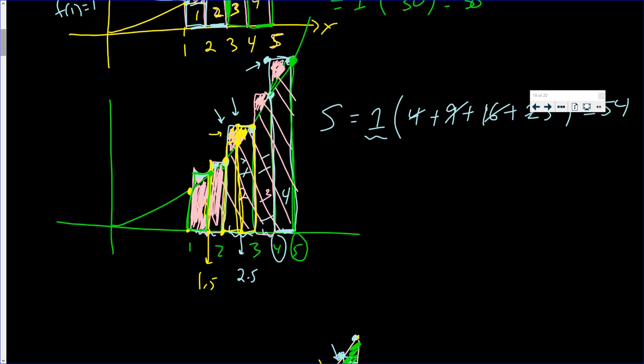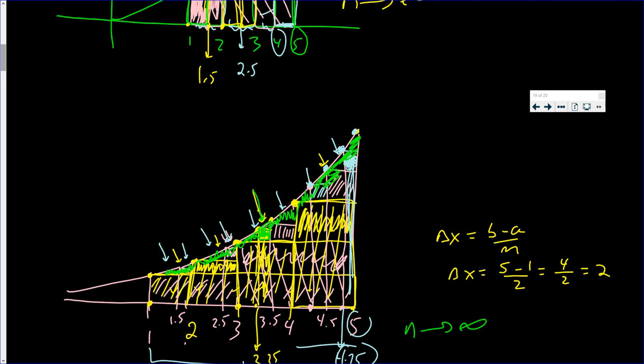The more partitions that I put in, the overestimate gets smaller and smaller and smaller. For example, when I put in 2.5, I'm no longer counting that overestimate. So my overestimate is now this. I got rid of all of that overestimate. And as n goes to infinity, this overestimate is going to get smaller and smaller. Okay.